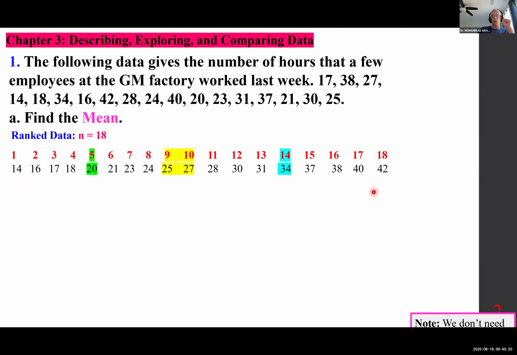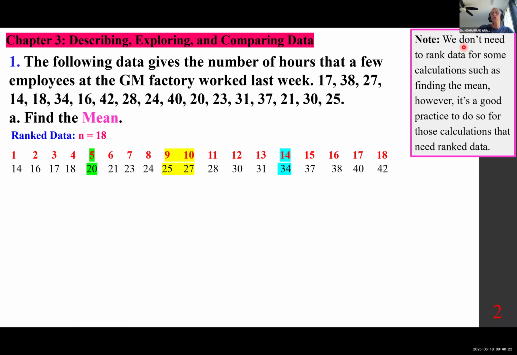Now, I want to make a note of something. We don't need to rank data for some calculations, such as finding the mean. However, it is good practice to do so for those calculations that need ranked data. In other cases, such as finding the mode, median, mid-range, range, and so on, we will need to rank. So why don't we rank them in the first place so we don't make that mistake?